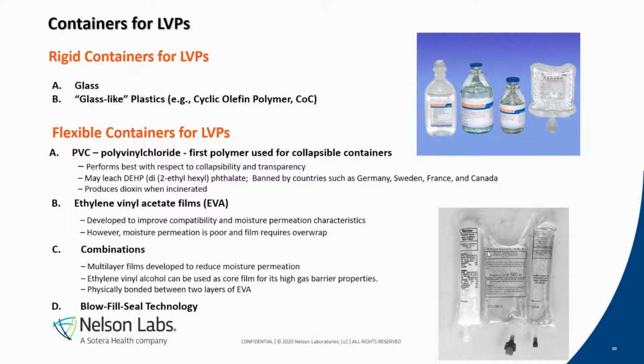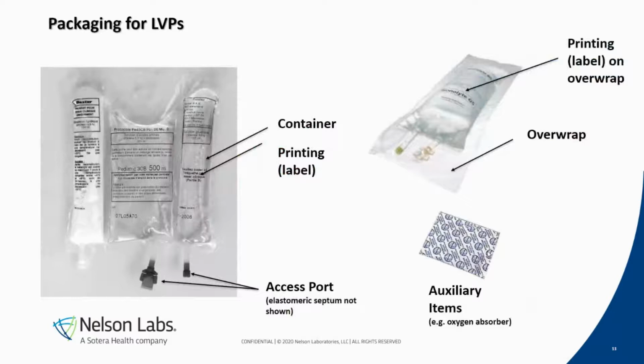And today, in modern LVPs, a vast majority of LVP containers are either EVA or multi-layer films produced by a blow fill seal technology. More or less, this is what packaging for an LVP looks like. Again, people say, "Well, gosh, LVPs are simple; they're a bag." Well, it's a little bit more complex than that. Certainly, the primary container for an LVP is a bag, but it can be a complicated bag.